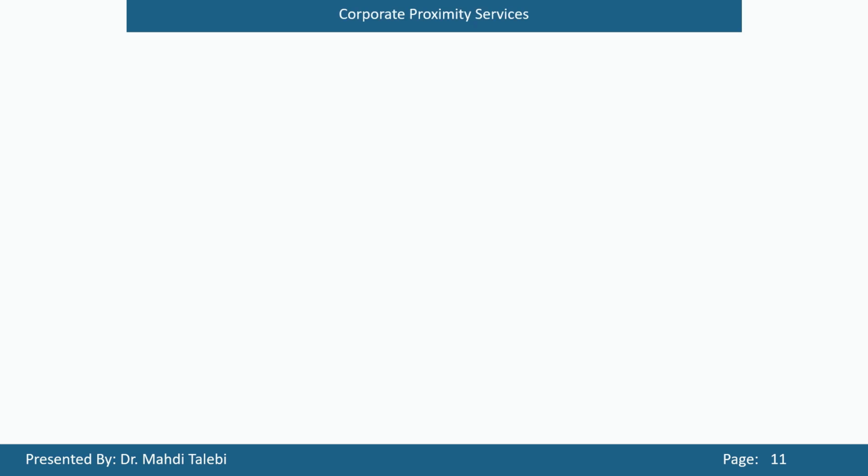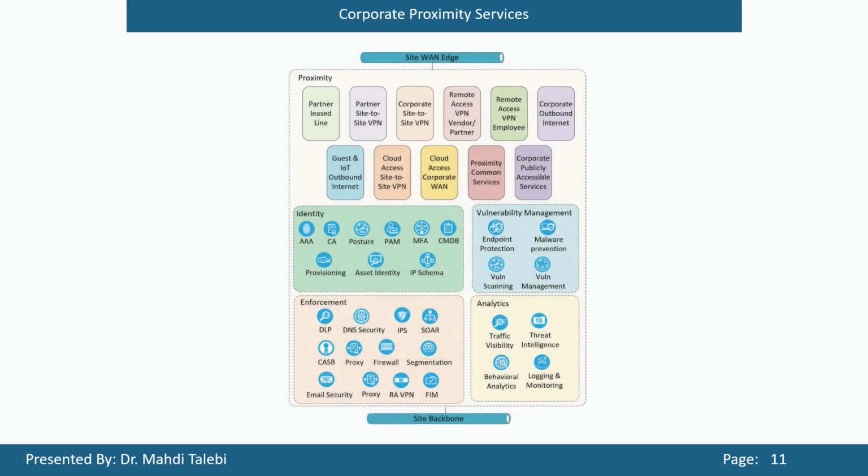Within the framework of corporate proximity services, the depicted model highlights essential components that ensure robust security and efficient operation of network systems, particularly in environments adhering to zero-trust security principles. This setup is critical for organizations managing various data streams and devices securely.